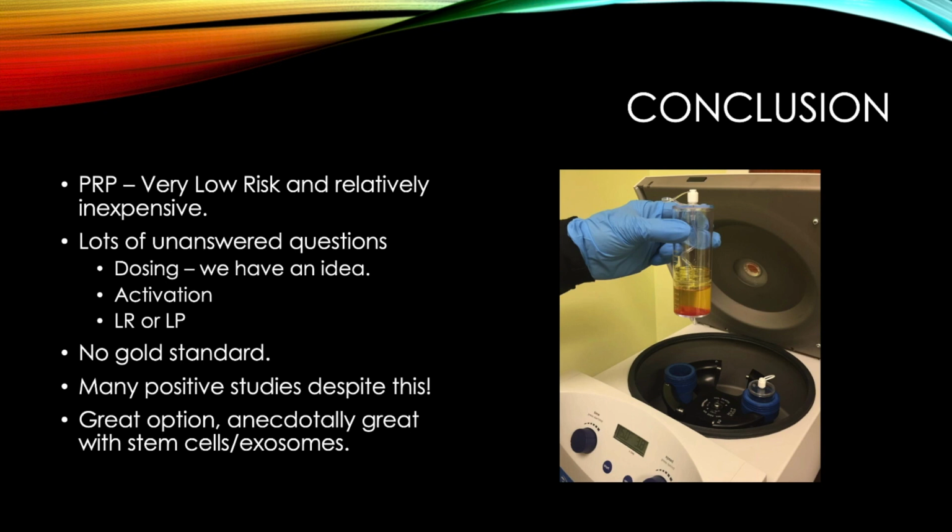What is the optimal dose? We think it's 5 to 7 times normal platelet concentration, where you can get 1 billion platelets per milliliter. That's what we think is best. Should you activate or not? It's not hard to activate, using calcium citrate or something like that, but we do know that once you inject PRP, it gets activated anyway underneath the skin with all the bioactivity. So, do you need to activate? A lot of people say no, but others are adamant about it.